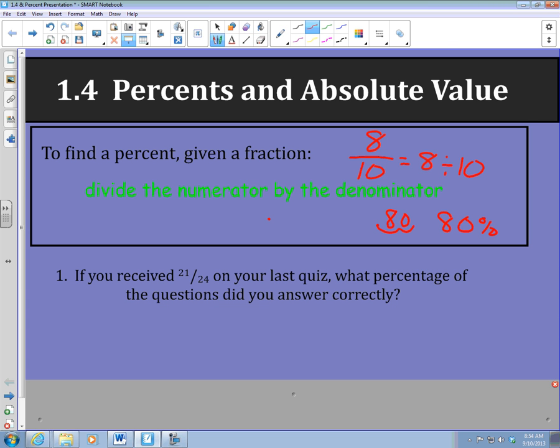Another thing, if you get goofed up with how to move the decimal, percent is per 100, so you could just multiply the 0.8 by 100 if you want to change the decimal to percent, and that'll still give you this 80% over here.